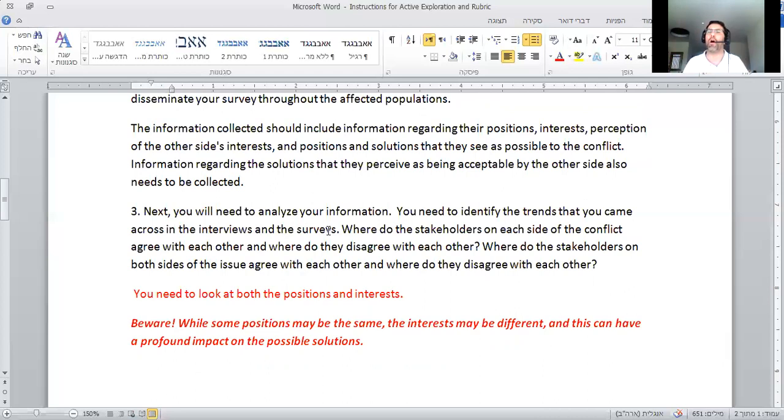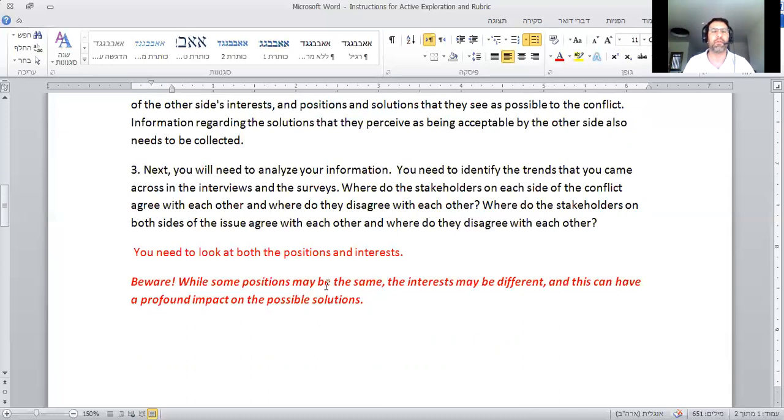What can we agree on, not what we can disagree on. If you start with what we disagree on, it puts up a barrier of mistrust. You always start where the people can come together. Okay? Where do the stakeholders on both sides of the issue agree with each other, and where do they disagree with each other? Okay?